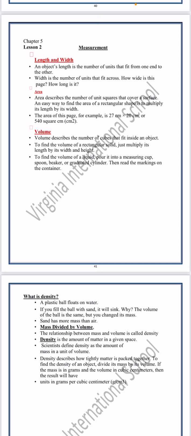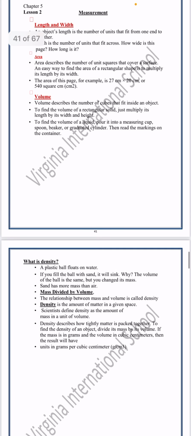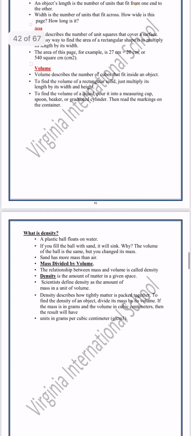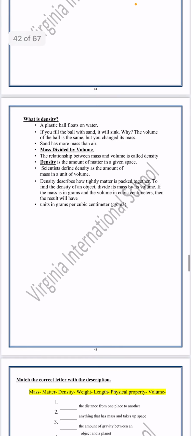What is measurements? Measurements is to measure something. We have many factors to measure in this lesson, like the length for measuring how long the object is, the width, how wide the object is, and how to measure the volume and the area. And also we have density.